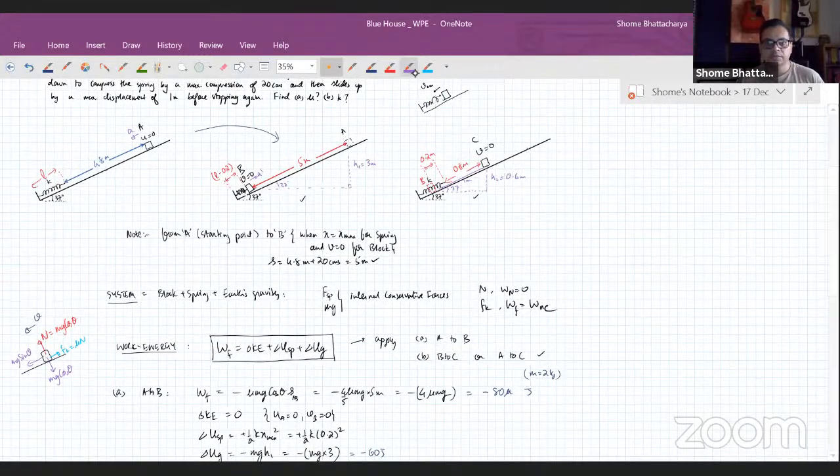Okay, so next when we are going to consider A to C, we'll have to consider the fact that the point A was somewhere up here, and therefore this height is h1 minus h2. So that is 2.4 meters. We have to consider that.